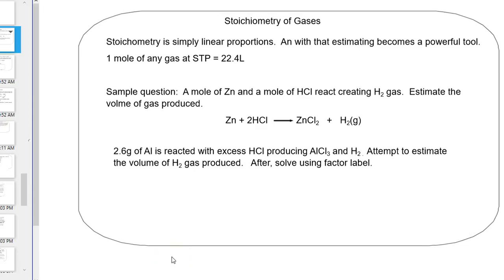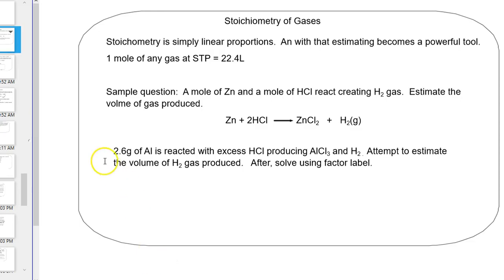Alright, let's add in a little bit on stoichiometry of gases. Stoichiometry is simply linear proportions, and with that, estimating becomes a powerful tool. 1 mole of any gas at STP is 22.4 liters, so it's a pretty common thing they use. Same question: a mole of zinc and a mole of HCl create hydrogen gas. Estimate the volume of gas produced.